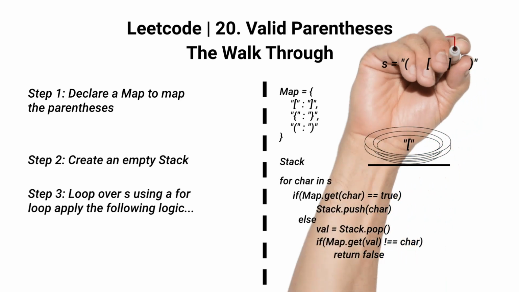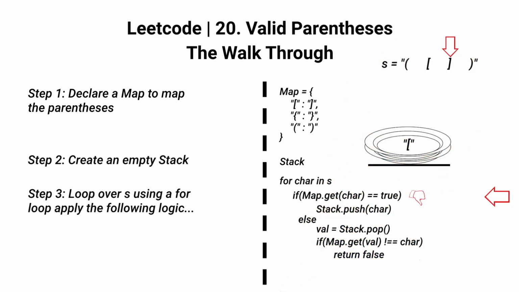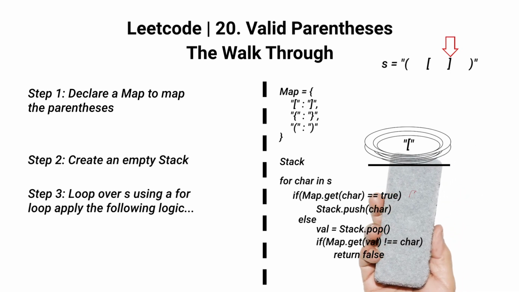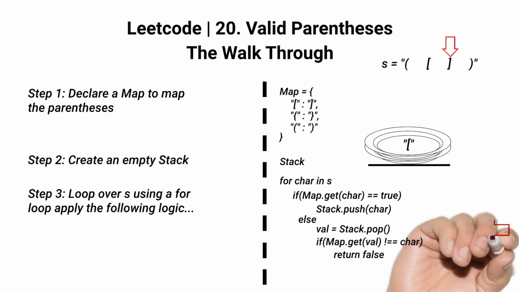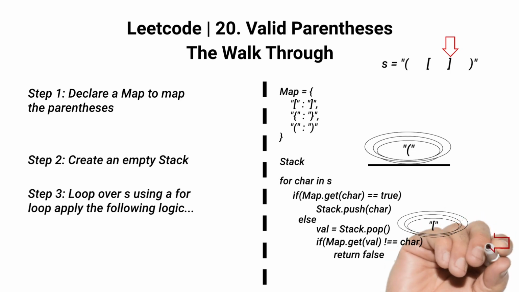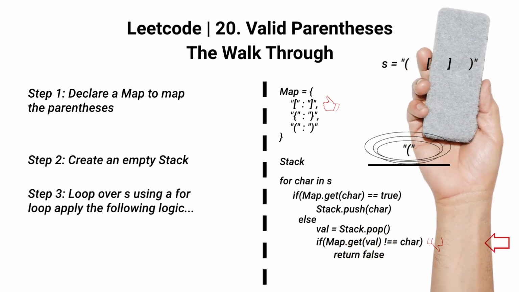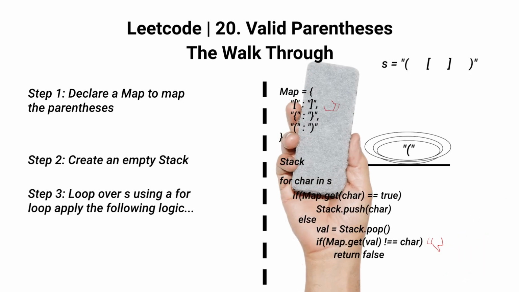We check if that is a key in the map, which no it's not. So we then want to pop from the stack and store the value. And then we want to check if that value does not equal the corresponding character. Well, it does, so this is not true and we can ignore the return false. We then update the pointer and go to the next character in the string.